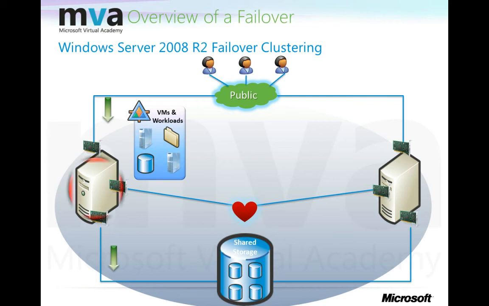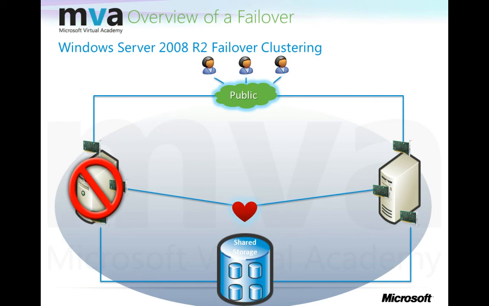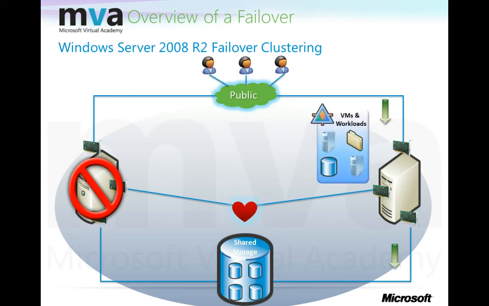In this scenario, we're going to have a crash, and our node becomes unavailable. In this case, we're no longer accessing the data, and our clients are no longer connected. Health checking is going to kick in, and the node on the right is going to detect that the node on the left is no longer available.